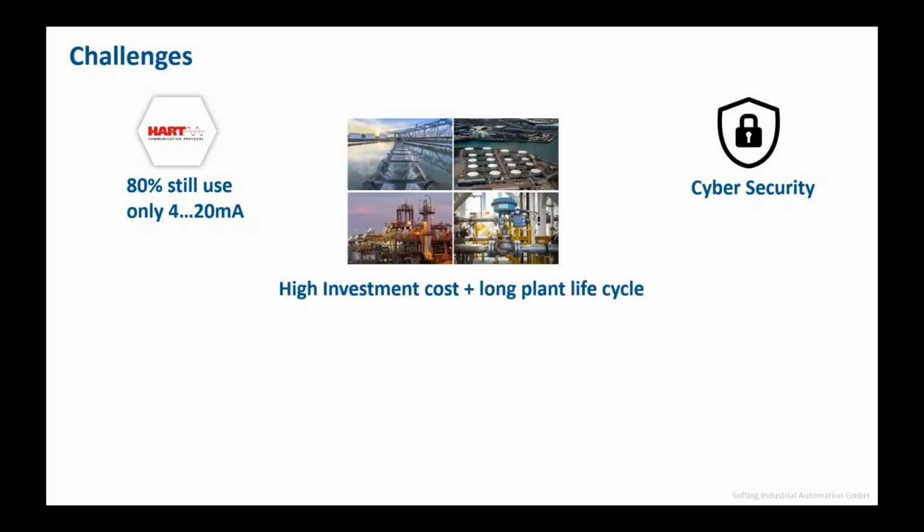The other one for sure in the process industry is that we have high investment costs and long plant life cycles. Those oil and gas plants or wastewater plants are extremely expensive, and we have extremely high investment costs. So we don't change or update the plant on a daily basis like in factory automation, where we have an update of the plant every 5 or 7 years. This can't be done in the process industry.